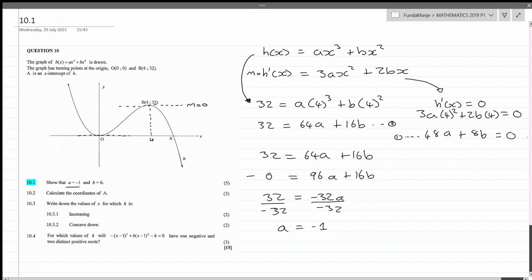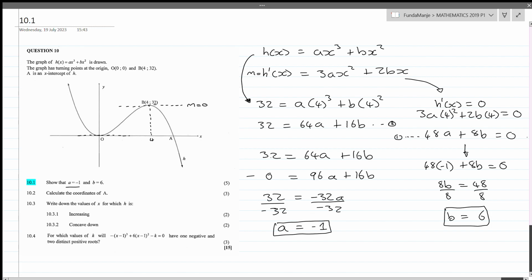Now we need to show that b is equal to 6. Since we have the value of a, I'll just use this equation to solve for b. Substituting the value of a, which is -1, here: -48 plus 8b is equal to 0. This will be 8b, and -48 taken to the other side becomes +48. Divide both sides by 8, and 48 divided by 8 gives us +6. And there you have shown that b is equal to 6 and a is equal to -1.